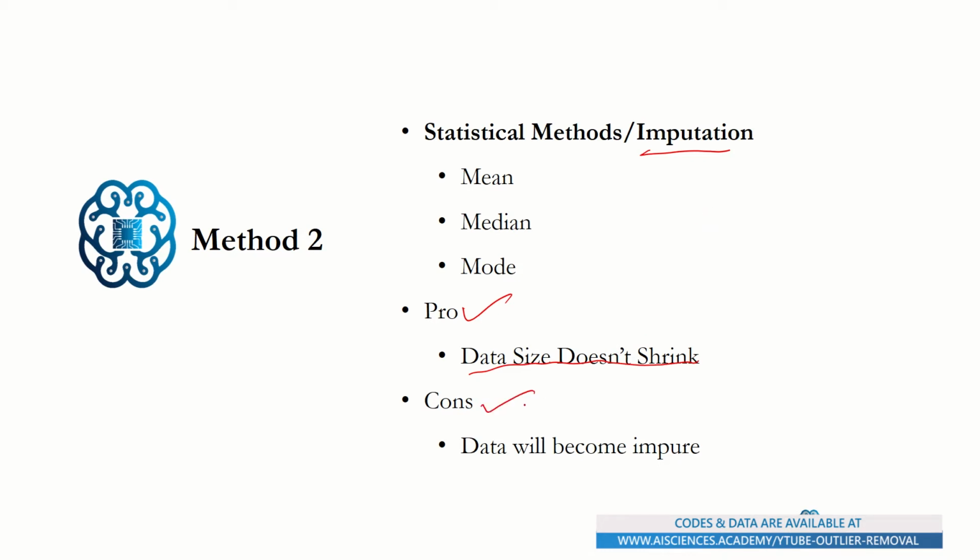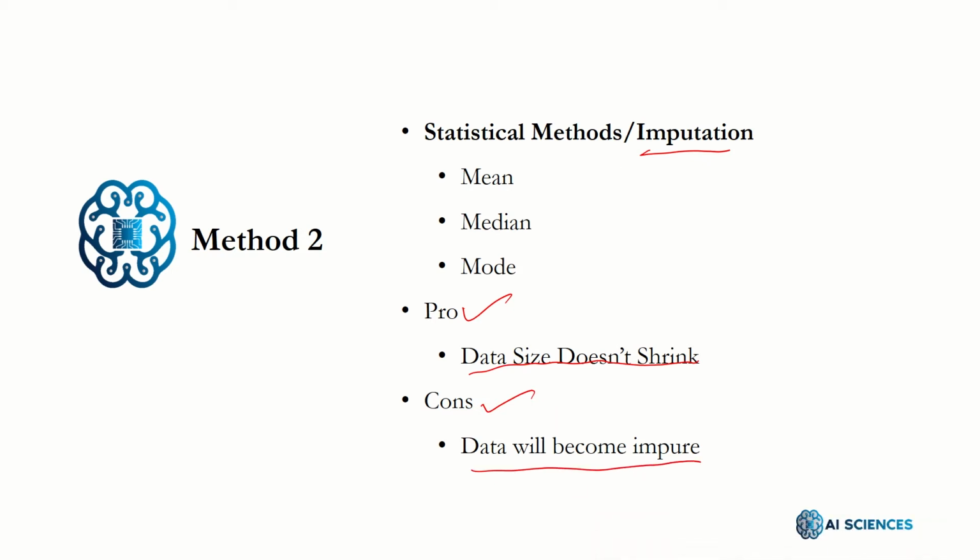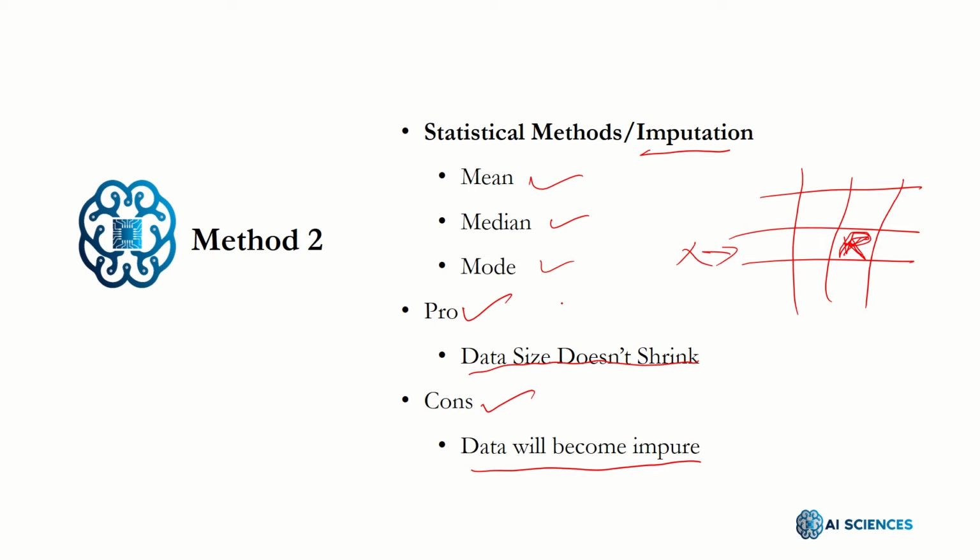Its negative point is that the data will become impure. Let's say this is the data, and here is an outlier. You're not going to just remove this row. You're going to replace this value with one of these values: mean, median, and mode.